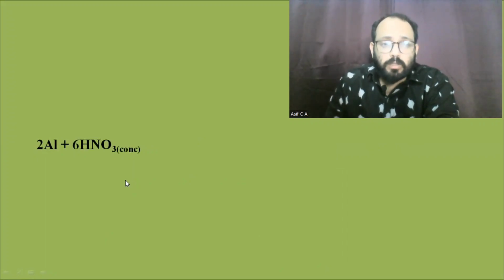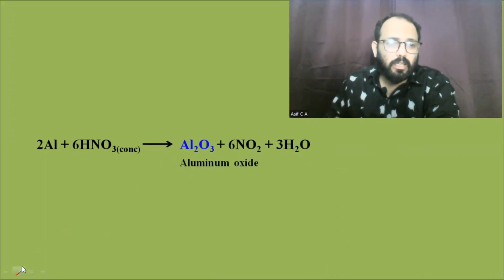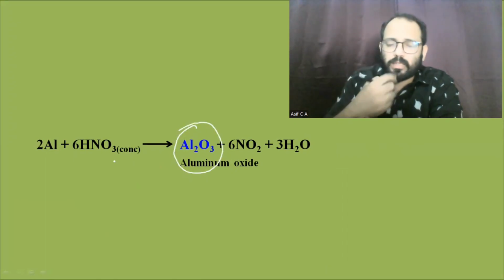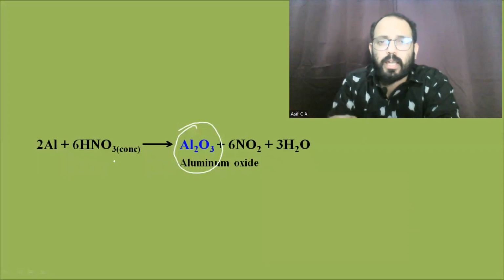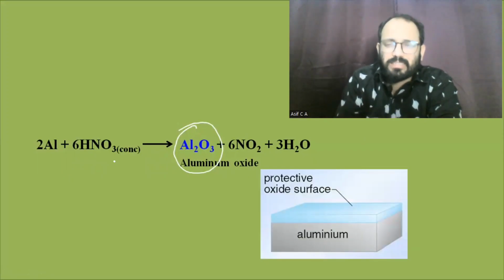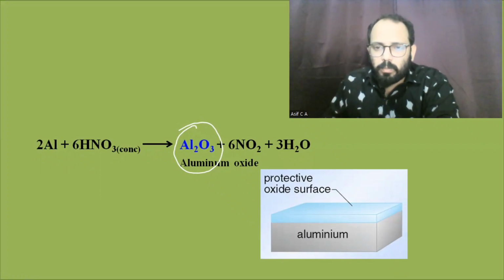But aluminum reacting with concentrated HNO3, what is going to happen? Al2O3, an oxide film, a protective coating will be generated. So an oxide layer will form on the aluminum. So aluminum will not be that reactive. We can say that aluminum will be very less reactive towards concentrated nitric acid.